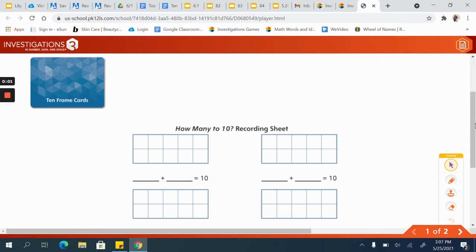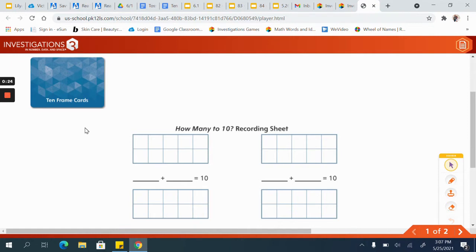Hello, mathematicians! Today you're going to play a new game called How Many to 10. You can choose to play this game online or with the materials that you have at home. When you're playing today, you're going to need your 10 frame cards. If you have those at home, you can cut them up and put them into a pile facing down.